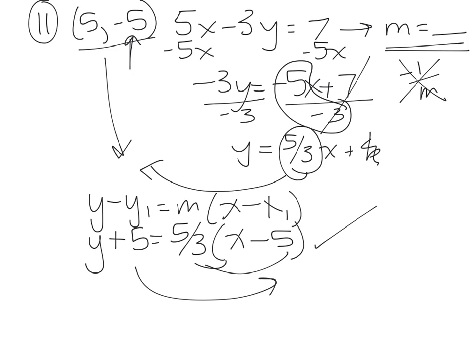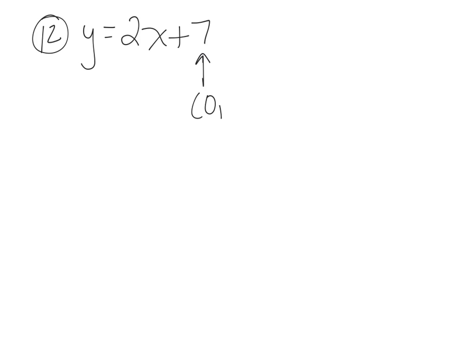Okay, let's see, that was 11. Let's look at 12. You had the right y-intercept and the wrong slope. So it says y equals 2x plus 7. Your y-intercept is 7, which you had correctly, and here's your slope. Slope is rise over run, so 2 over 1.